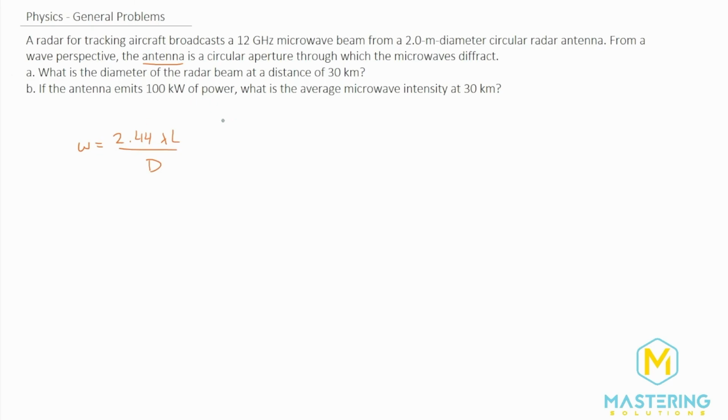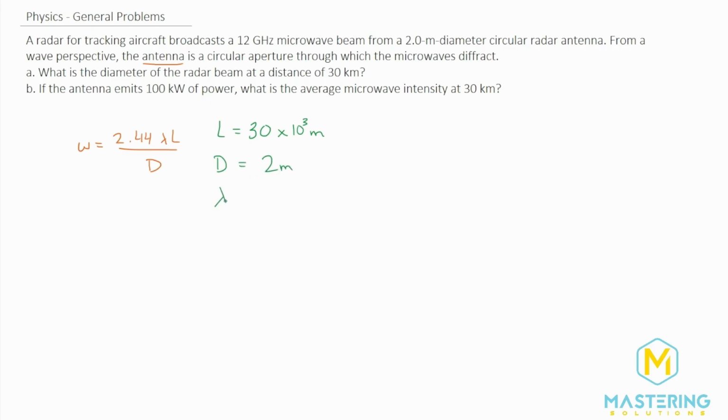When we look through the question, L in this case is the distance, 30 kilometers, from our aperture, the antenna, out to where we're looking at it. So at 30 kilometers, that's 30 times 10 to the 3 meters. Now we have that in standard units. We also know that the antenna is a 2-meter diameter circular antenna, so D is equal to 2 meters.